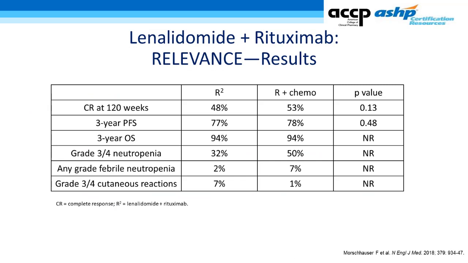So unfortunately, the RELEVANCE trial did not demonstrate superiority of lenalidomide and rituximab compared to rituximab and chemotherapy in the frontline treatment of follicular lymphoma. You can see here that the p-values were not reaching statistical significance for any endpoint, including progression-free survival or overall survival.